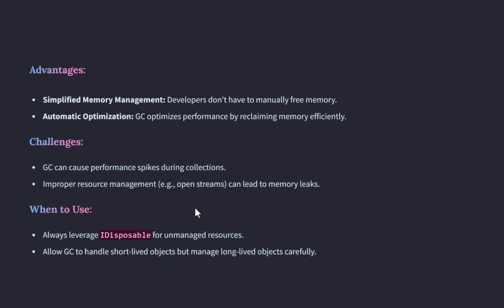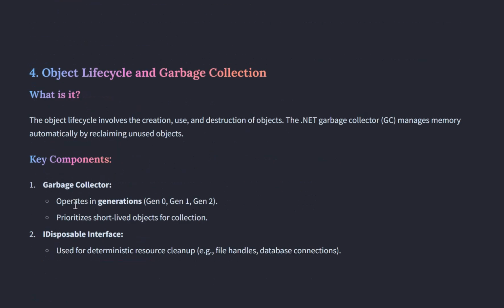But in the previous slide, we saw that the garbage collector operates in generations: G0 or generation 0, 1, and 2. What exactly are these? In .NET garbage collection, to optimize performance, the GC uses a generational model, which is separated into 3.